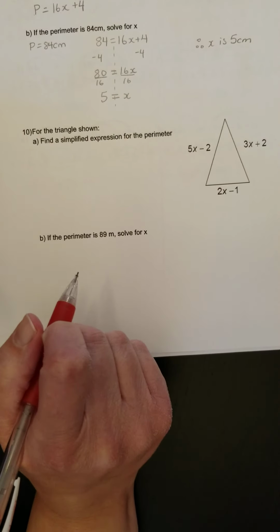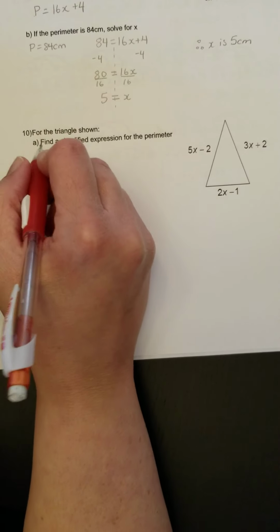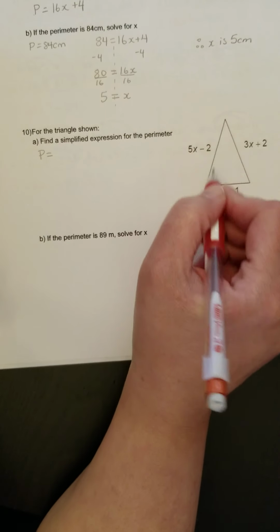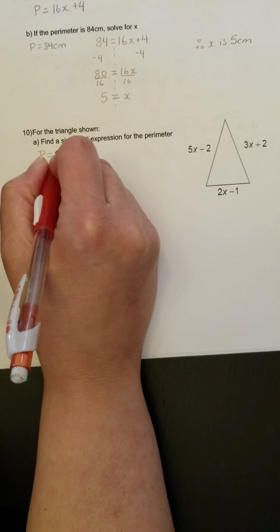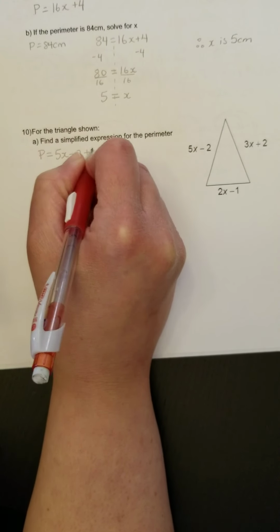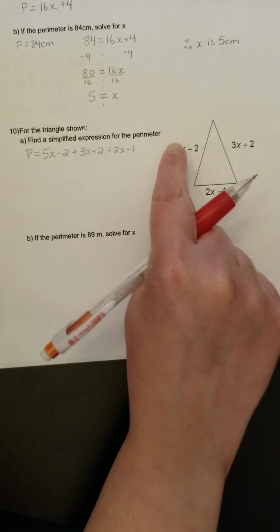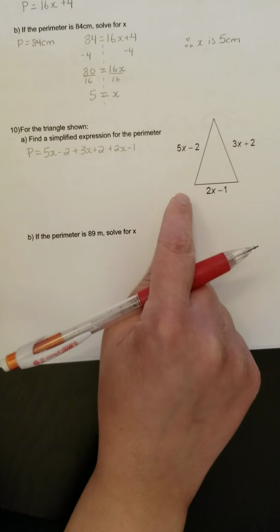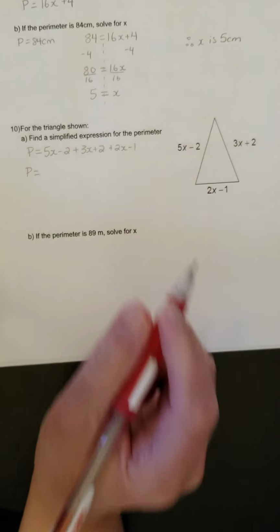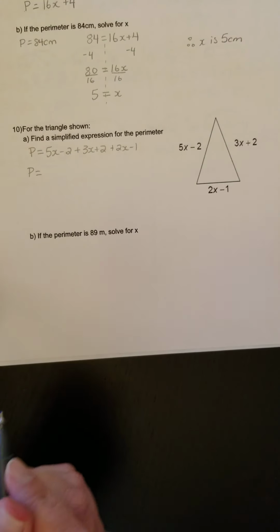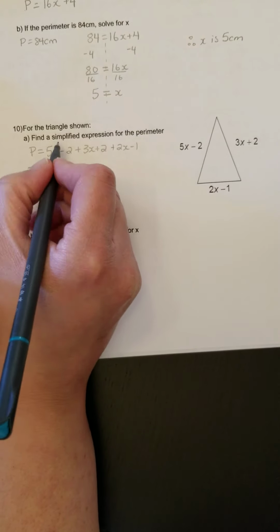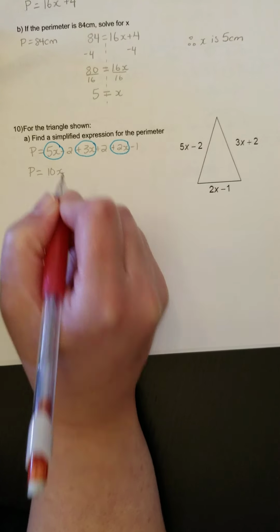For number 10, it's very similar. It says find a simplified expression for the perimeter. So with a triangle, we just need to add up all of the sides, right? We've got 5x minus 2 plus 3x plus 2 plus 2x minus 1. So it's a plus b plus c, adding up all of the sides around. This is a good example of sometimes you may have more than just 2 of the like terms. So I've got 5x's here plus 3x's plus 2x's. Altogether, that gives me 10x.